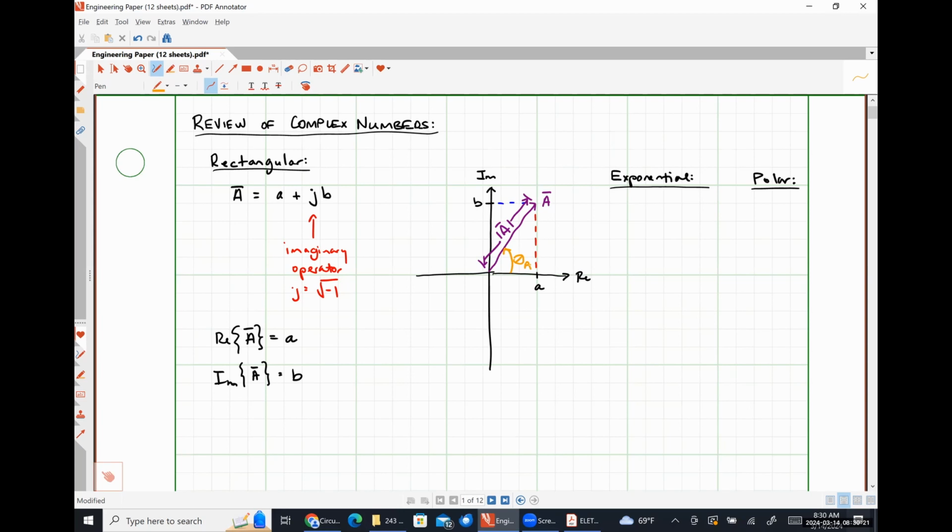So taking these two pieces of information together, our exponential form complex number could be written as the magnitude of A e to the j theta A. And in polar form, this is just going to look like the magnitude of A angle theta A.